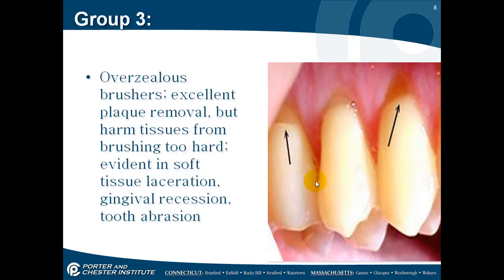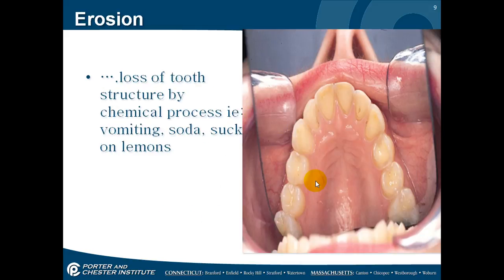The third group are overzealous brushers. Excellent plaque removal, but they harm the tissues from brushing too hard. This is evident in soft tissue laceration, gingival recession, and tooth abrasion. Erosion is the loss of tooth structure by a chemical process, for example, vomiting, soda, sucking on lemons.